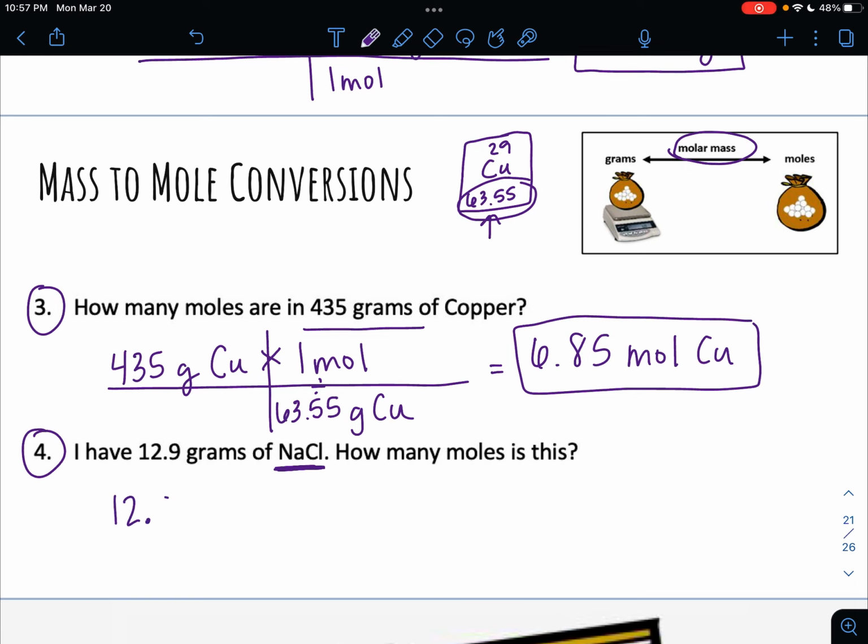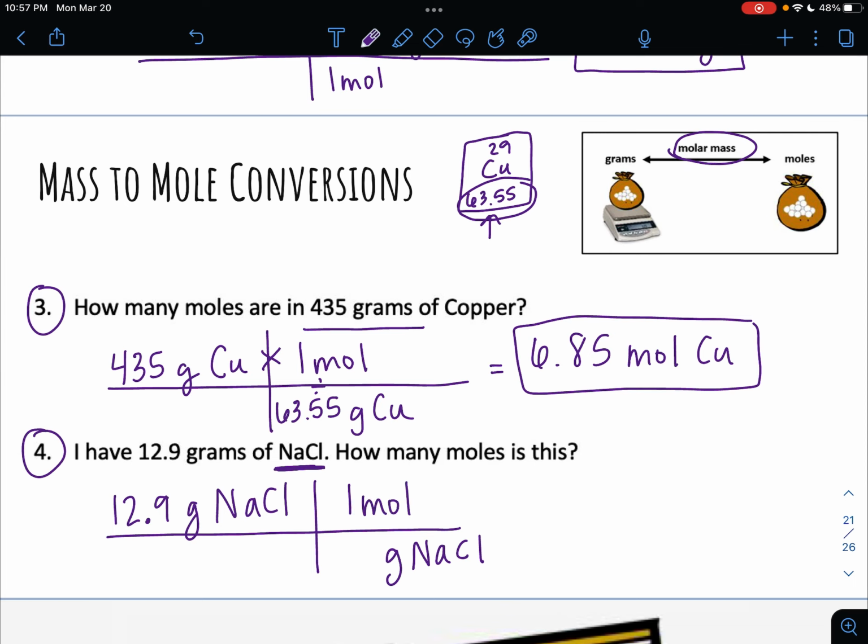Now I'm going to work it out. Always start with what we're given. 12.9 grams. So I know I have to have grams on the bottom because I had grams on the top. I need to find how many grams are equal to 1 mole. If I look at the periodic table, sodium is 22.99. Chlorine is 35.45. If I add those up together, I get 58.44. So that is how many grams are in 1 mole.